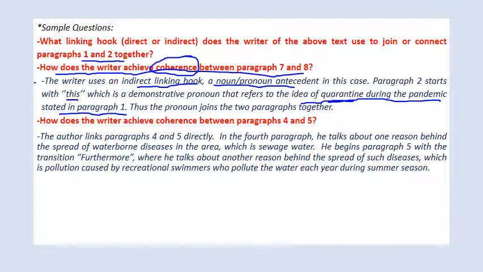Or, how does the author achieve coherence between paragraphs 4 and 5? You would write something like that. Okay?